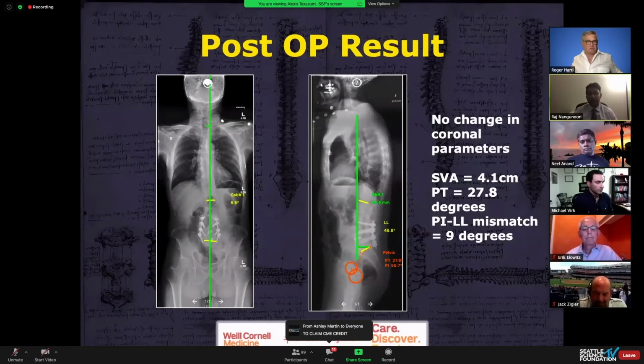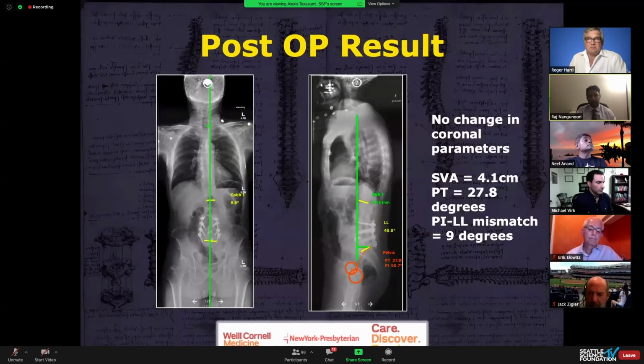Yeah, I mean, basically, this was the post-op 2-level T-lift that we had done. As you can see, there were really no changes in the coronal parameters. We didn't perform an anterior or lateral approach, but we did bring his SVA down slightly. In addition, we reduced his mismatch to about 9 degrees. More importantly, other than just matching up the numbers, clinically, the patient did very well with the 2-level T-lift, given the fact that we couldn't do an anterior approach.